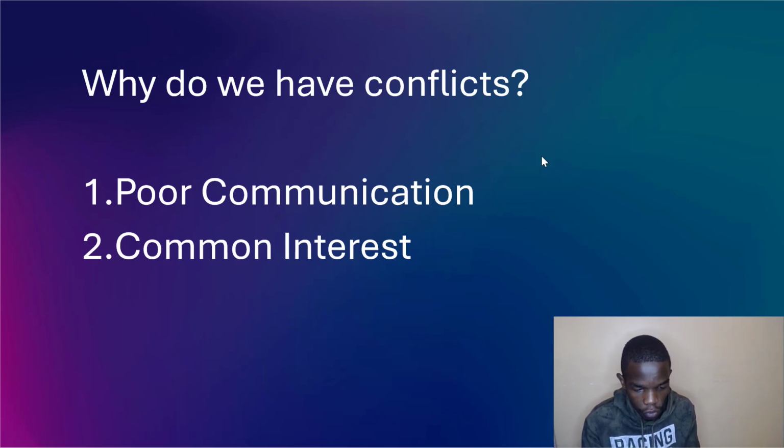Number two is because of common interest. Sometimes as a developer, you have been told to choose some feature that you are supposed to work on, and you end up with two developers choosing the same features without really communicating to each other. And so these common interests usually also bring conflict when working with Git. Let us dive in and see this in a practical sense.